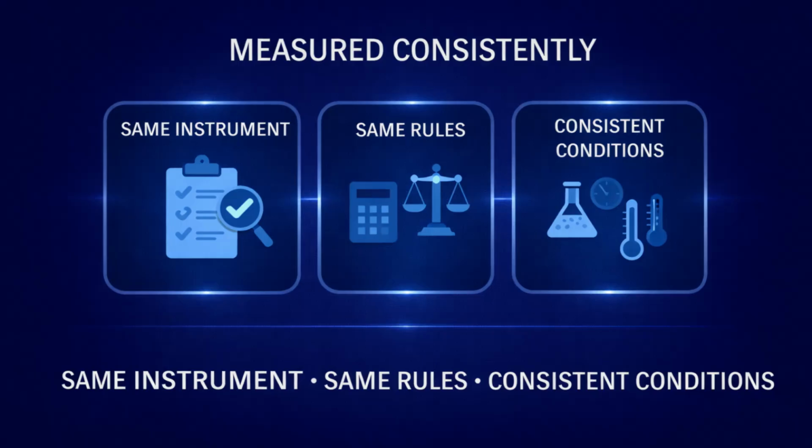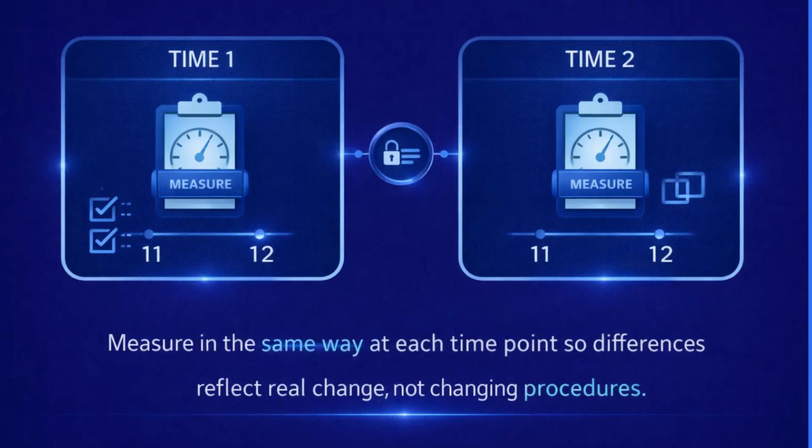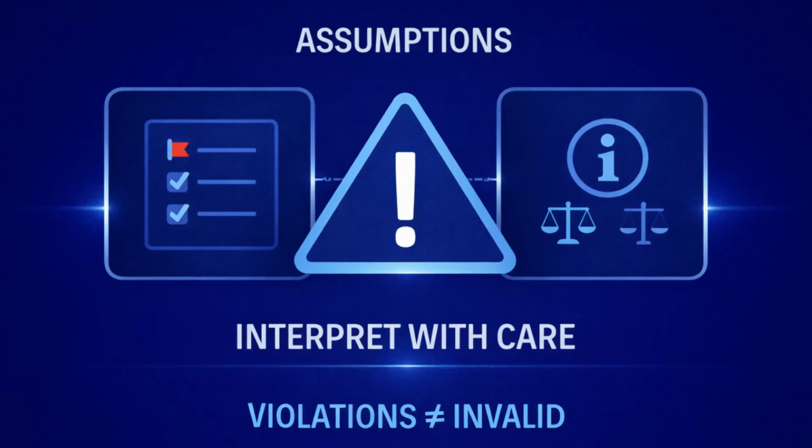Measured consistently means that the same instrument is used, the same scoring rules apply, and the conditions of measurement are kept as similar as possible at both time points. This helps ensure that any observed difference reflects real change, rather than a change in how the measurement was conducted. When assumptions are violated, the study is not automatically invalid, but interpretation becomes more cautious.